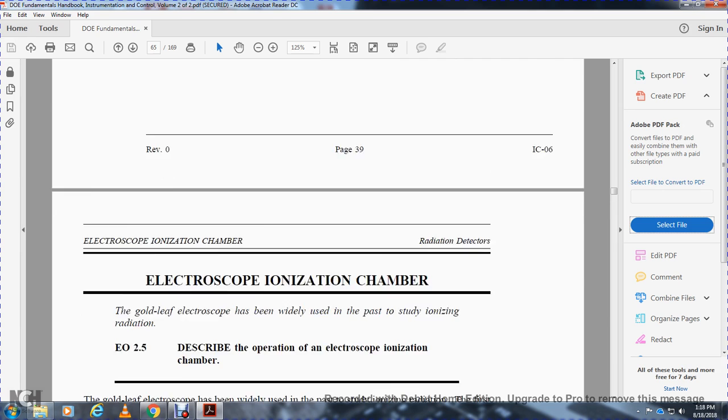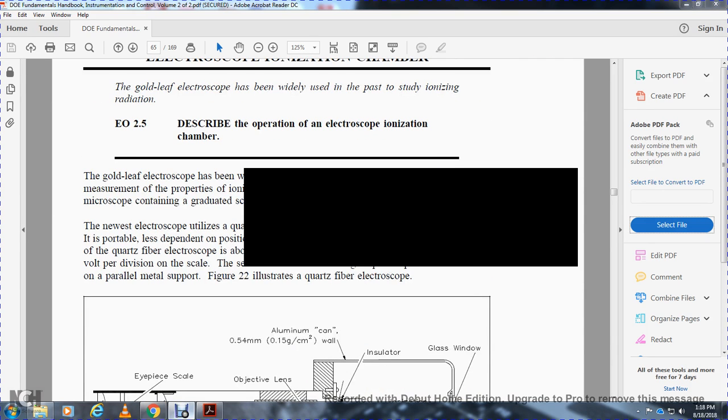All right, electroscope ionization chamber. We're going to pause the tape.